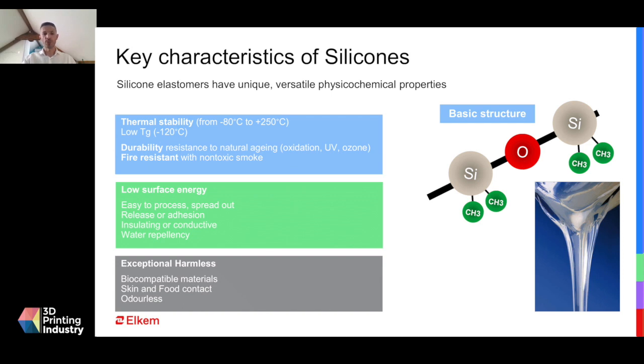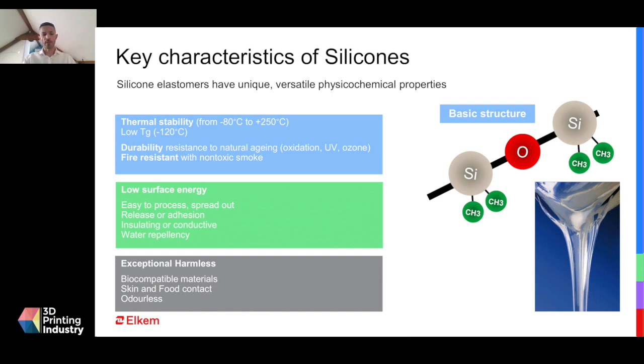You can use it from -80 to 250 degrees Celsius or more. This structure also presents a very low glass transition that leads to a very soft material. For sure, the durability is very good, especially when faced with natural aging like oxidation, UV exposure, or ozone.